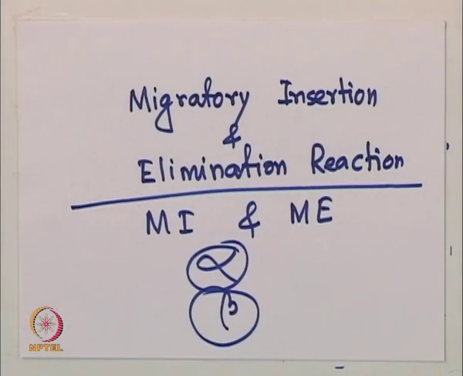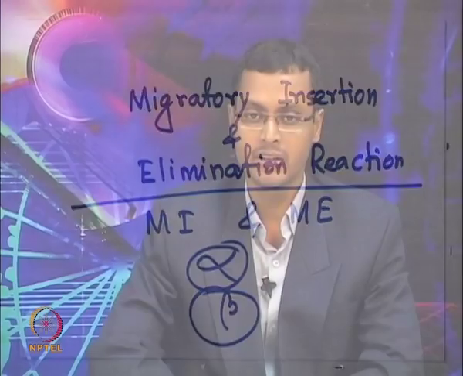Welcome everyone. Today we would like to discuss migratory insertion and migratory elimination reactions. So, it is called MI and ME, right. We have two different types of MI, alpha migratory insertion and beta migratory insertion. These are most common. Migratory elimination, once again, is also of two different types, alpha migratory elimination and beta migratory elimination. With some examples, we will discuss the basics of it and we will be focusing mainly on the alpha and beta versions of MI and ME, right.